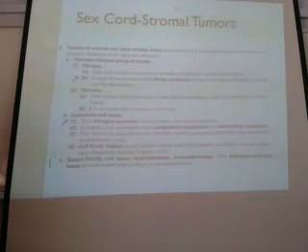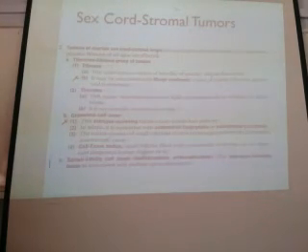And granulosa cell tumor, remember only this one: Call-Exner bodies, small follicles filled with eosinophilic secretion. Only these 2-3 points are important, remember this. Fibroma is associated with Meigs syndrome. Granulosa cell tumor is an estrogen secreting tumor, and to diagnose it, you need to see Call-Exner bodies.